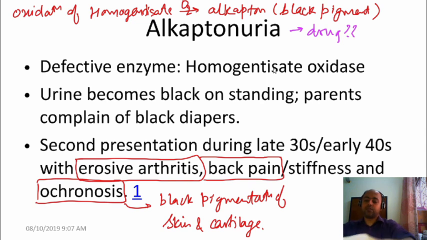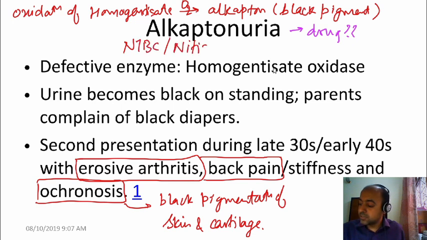Betaine. No. The correct answer is, we have already seen the drug which is being given, and the name of the drug is nitisinone. The same drug which is given for tyrosinemia type 1 is also useful for patients of alkaptonuria. So the same drug will be used here also.